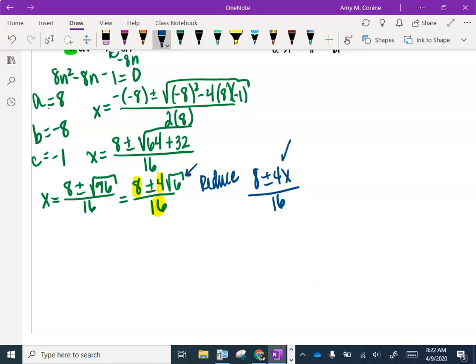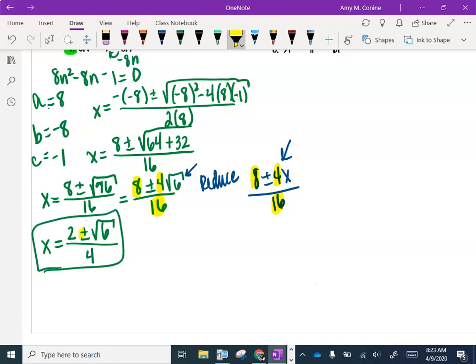So if it looked like this one, 8 plus or minus 4x over 16, you would only change these numbers that are highlighted. You wouldn't change anything with the x. So we're going to do the same thing down here. So they have a 4 in common, so we're going to divide out a 4. So 8 divided by 4 is 2, plus or minus 4 divided by 4 is 1, so we can just write the root 6 because that doesn't change. And then 16 divided by 4 is 4. Now this is simplified, and we have two answers because of this plus or minus right here. So there are two real answers right there.